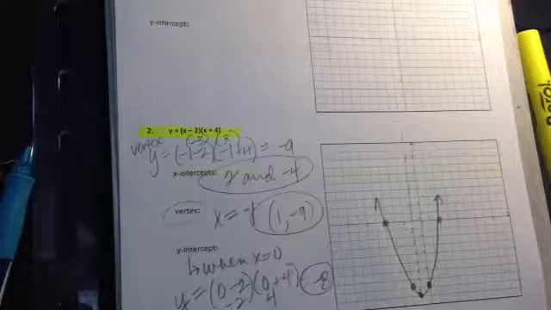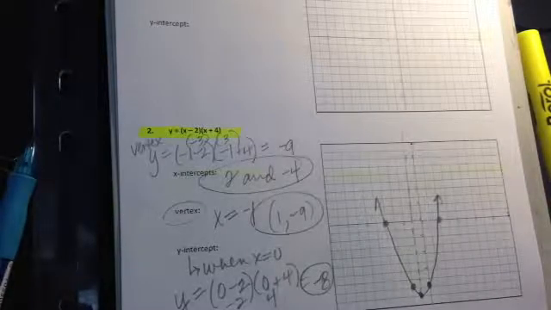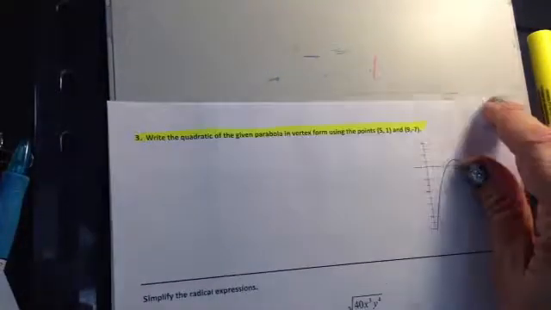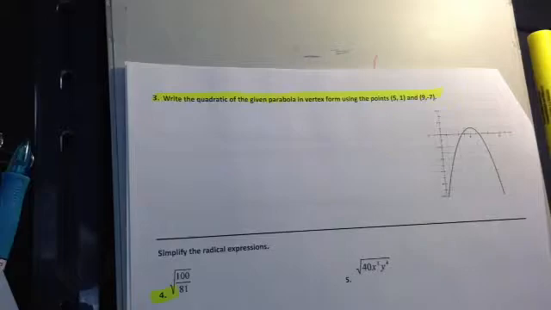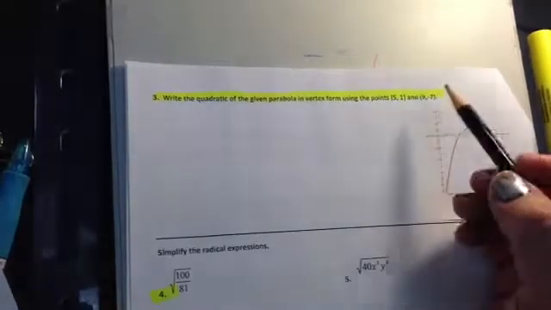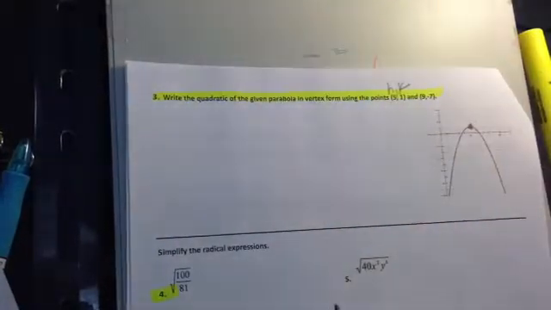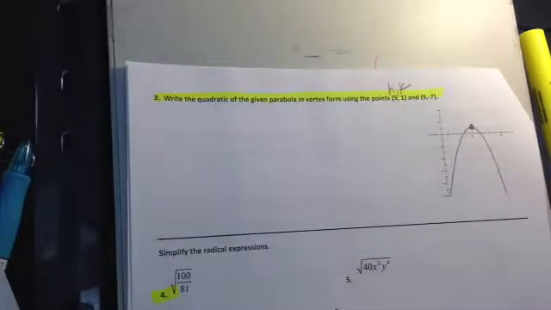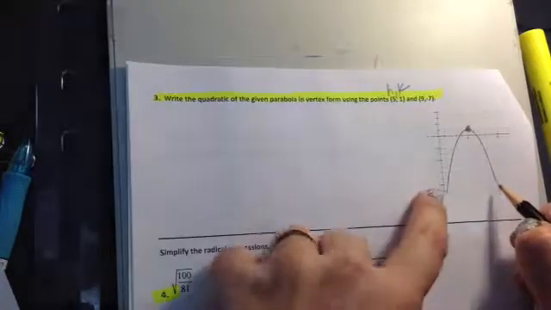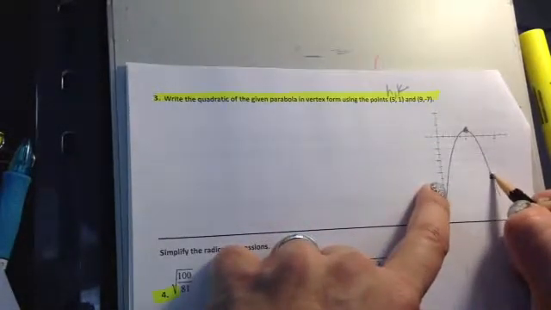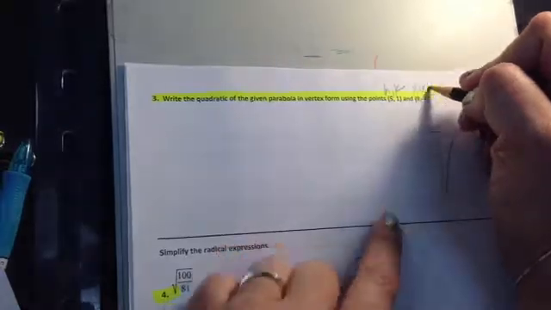Problem number 3 is next. Problem number 3 asks us to take this graph and write a quadratic that goes along with it. And I pointed out that your vertex h, k is sitting at 5, 1. And I wanted you to use the point 9 and negative 7. So this is an x and y pair.